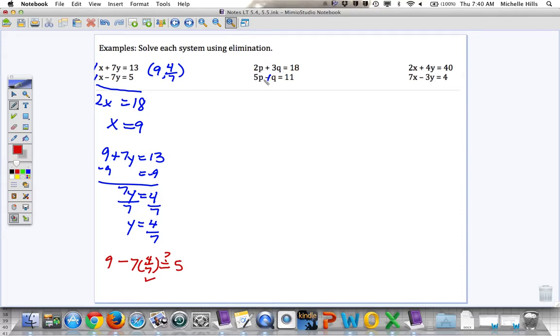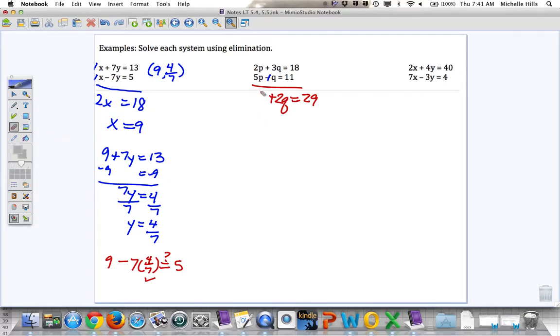Now I don't want to just add the next two together, because if I do, don't do this, I have to erase it in just a second. I get 7p, positive 3q minus 1q makes this plus 2q equals 18 plus 11 is 29. Yes, that is totally true. When I find the point of intersection, if I put p and q in here, this will check. Unfortunately, I didn't eliminate a variable.